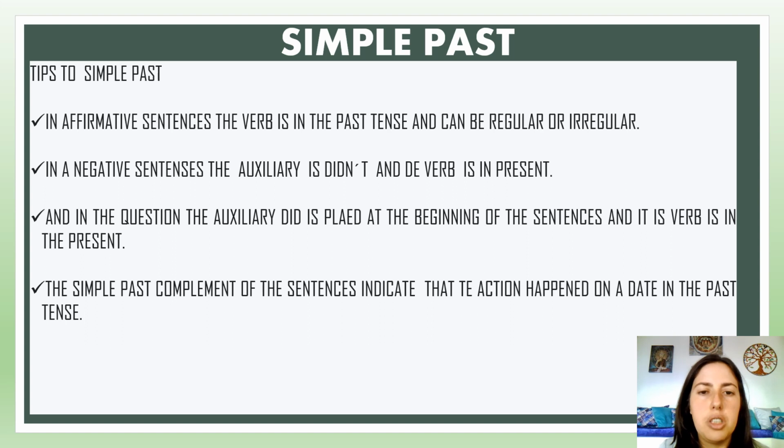This picture is the topic simple past. I read fast. This picture, tips for simple past. In affirmative sentences, the verb is in the past tense and can be regular or irregular. In the negative sentences, the auxiliary is didn't and the verb is in the present. And in the question, the auxiliary did is placed at the beginning of the sentence and the verb is in the present. The simple past complement of the sentence indicates that the action happened on a date in the past time.